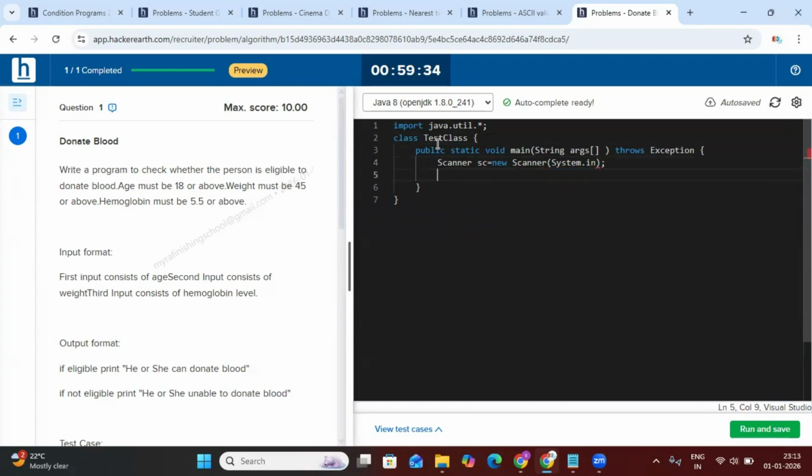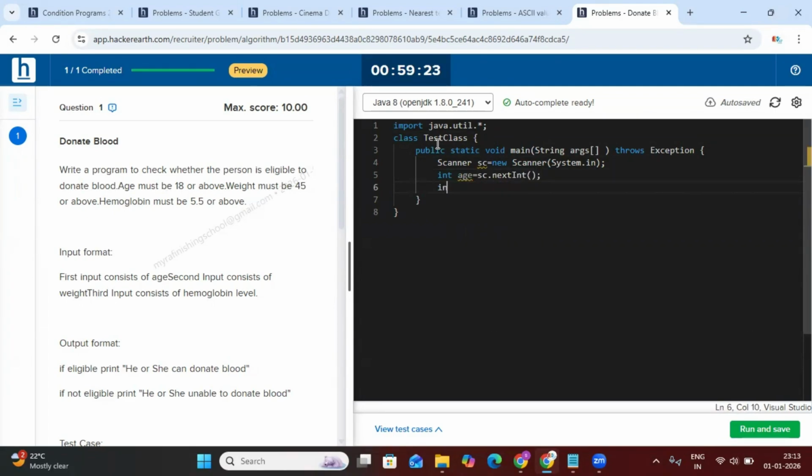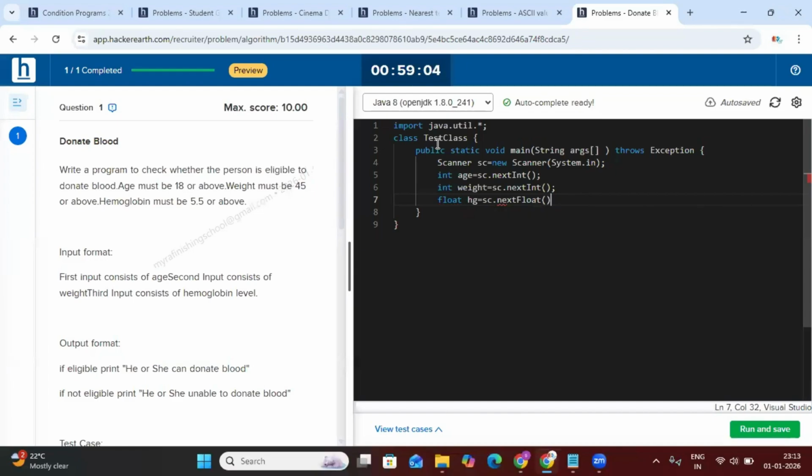After that, what is the requirement? You take three values. int age equals sc.nextInt(); int weight equals sc.nextInt(); then float hemoglobin equals sc.nextFloat().